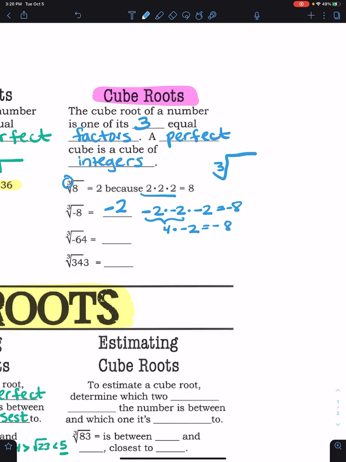You might just start guessing. Maybe it's 4, maybe it's 8. We know it's not 2, but let's try 4. Let's do 4 times 4 times 4. Actually, we would do all negatives, wouldn't we? So negative 4 times negative 4 is 16, and 16 times negative 4 is negative 64.